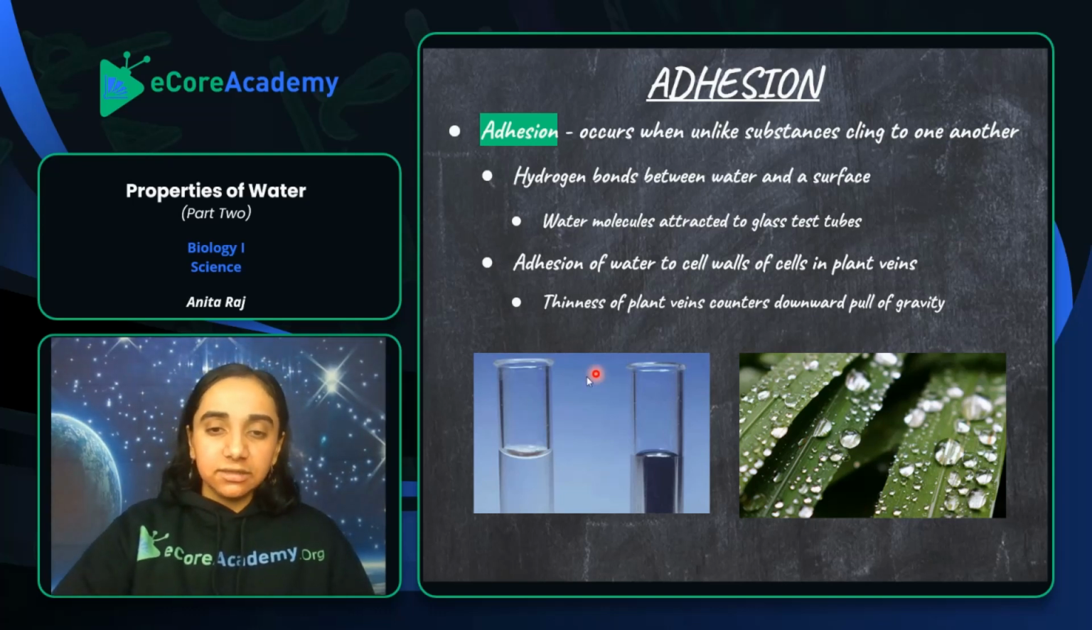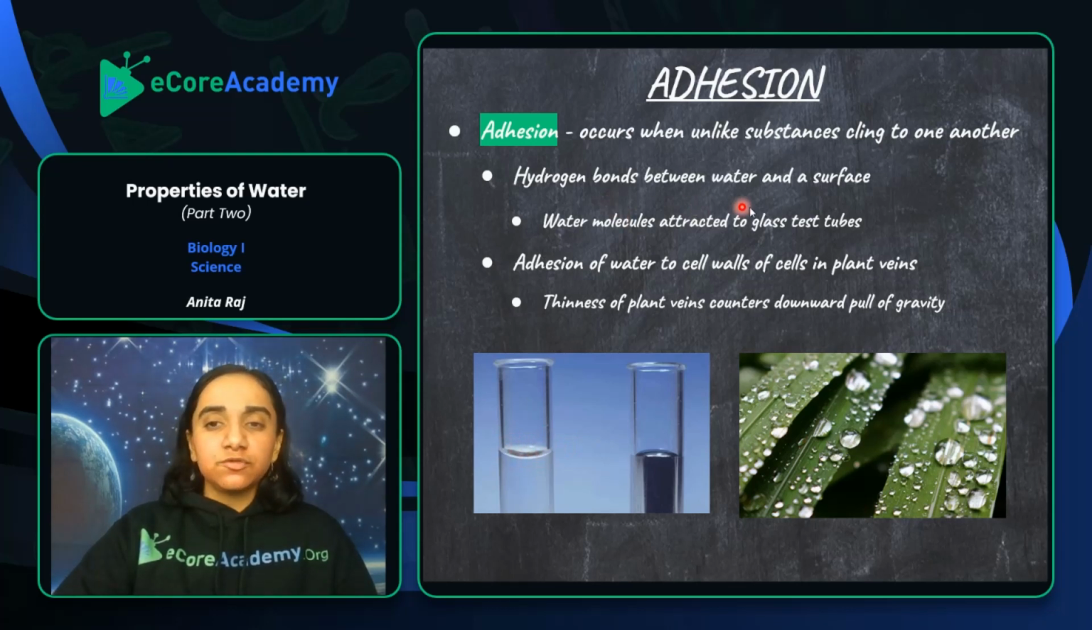Like down here, you'll see glass test tubes. Oftentimes, water will form what's called a meniscus, which is a little dip here because the water molecules at both ends of this liquid, like the water molecules over here and over here, are actually attracted more to the glass than they are to other water molecules. So this is adhesion because one water molecule is attracted to the glass, which is a different substance. So it'll cling to the glass and it'll form this little dip called a meniscus in test tubes.